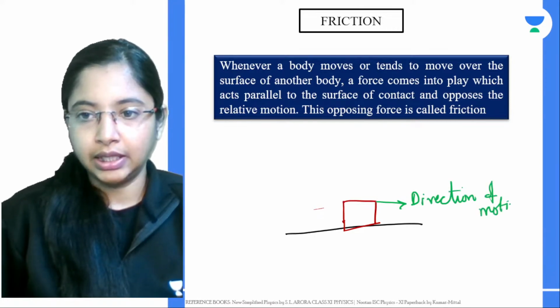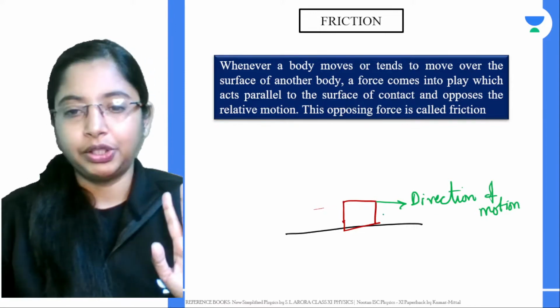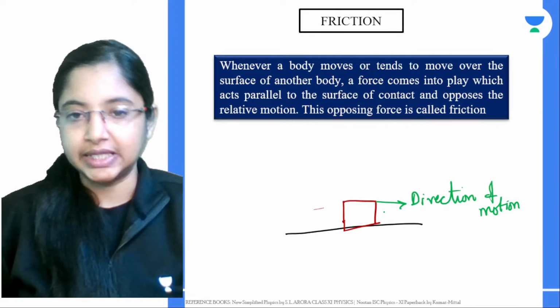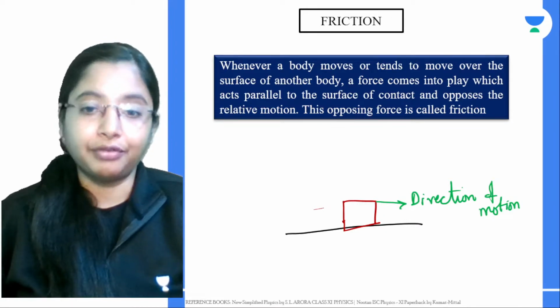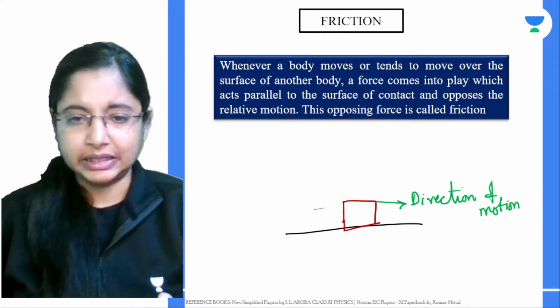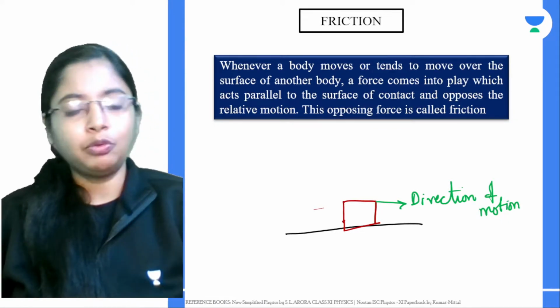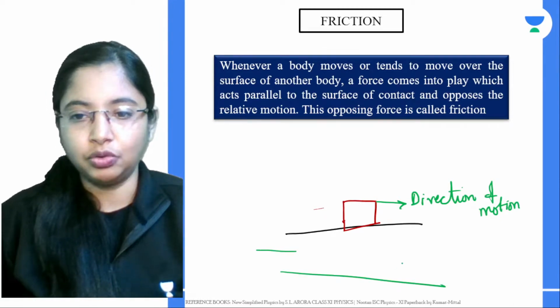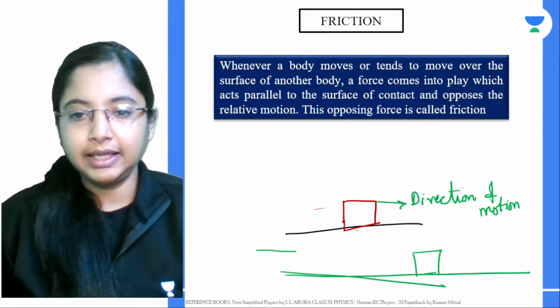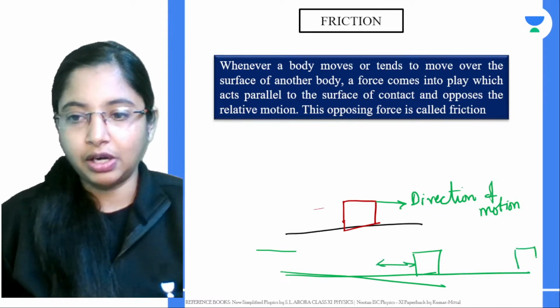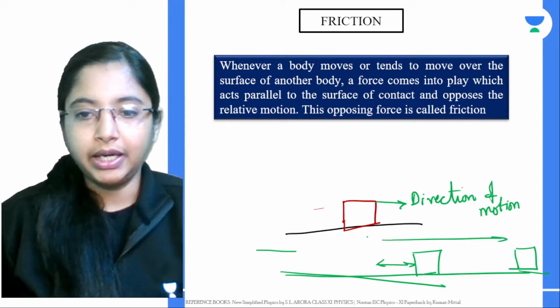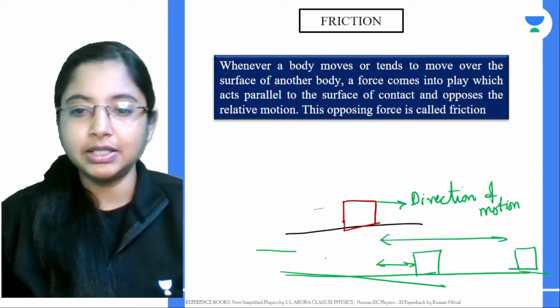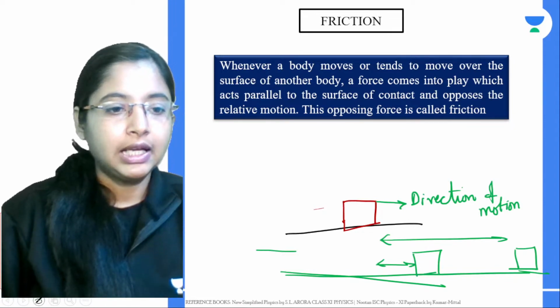Now, if you apply a force to a particular object, depending on how your surface is, let's say in case your surface is very rough, then your object will move only a very small distance. In case it's very smooth, it will move a little further. If it is very rough, it moves only from here to here. But when it is very smooth, it might travel a longer distance. But there is something that is making this object come to rest.